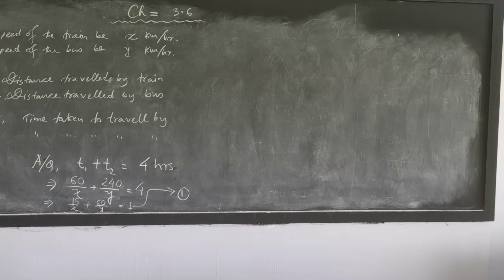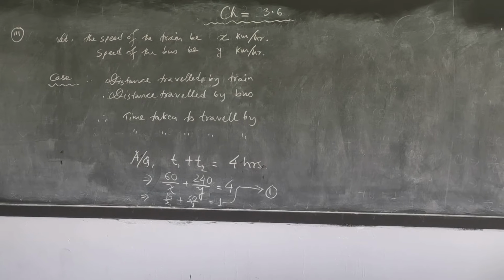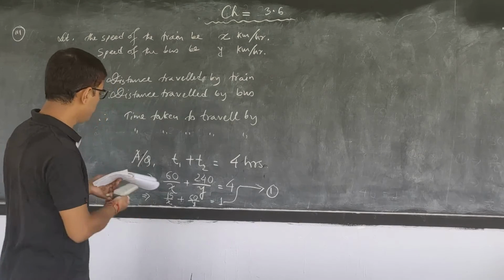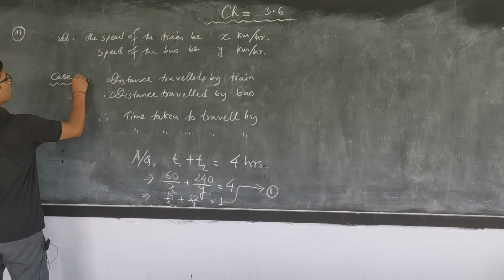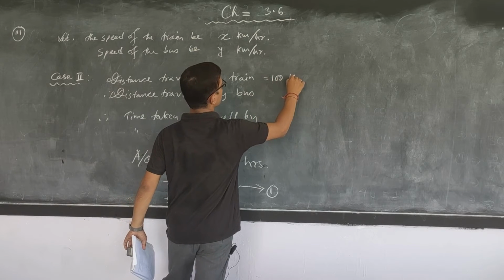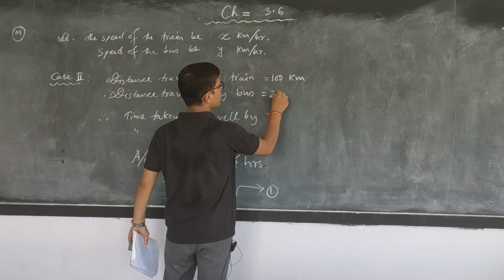Case 2. In the second case, she traveled 100 km by train. Gitu traveled 100 km by train, and the remaining distance she traveled by bus, as given in the question. So case 2 I will write. Case 2, distance traveled by train is equal to 100 km. Distance traveled by bus, the remaining kilometers, that is 200 kilometers.